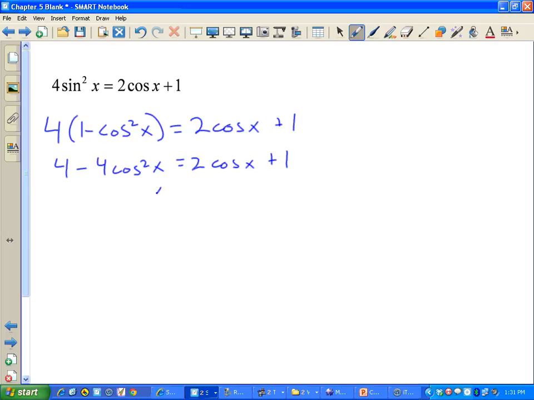So this will become positive 4 cosine squared x. This would be minus 4 on both sides, so that would become minus 3. This equals 0.